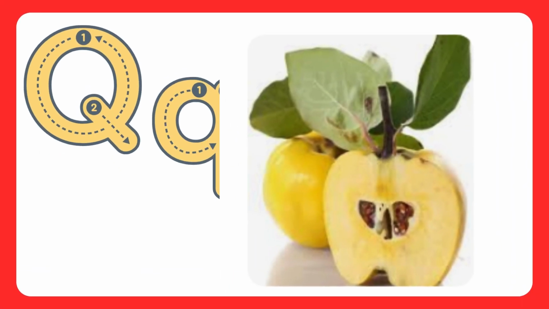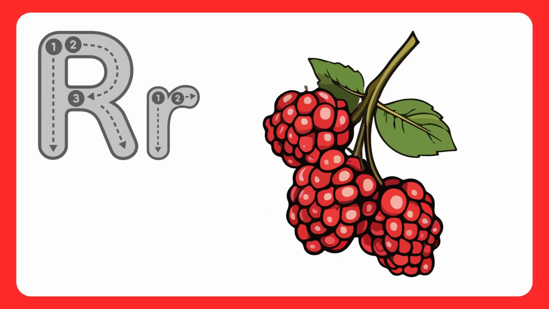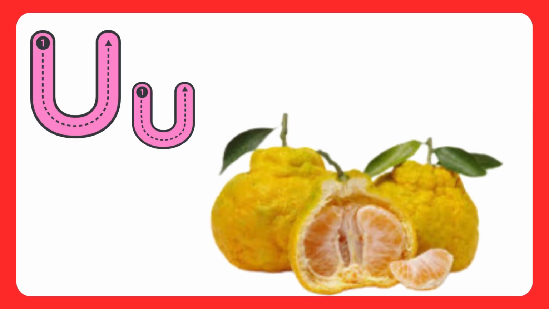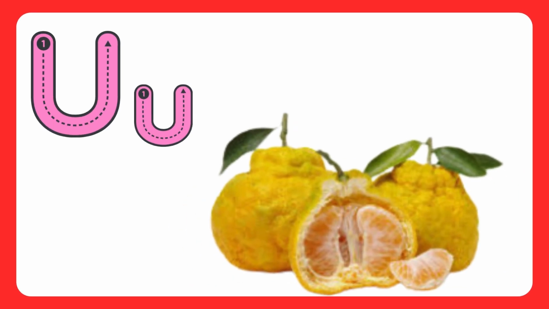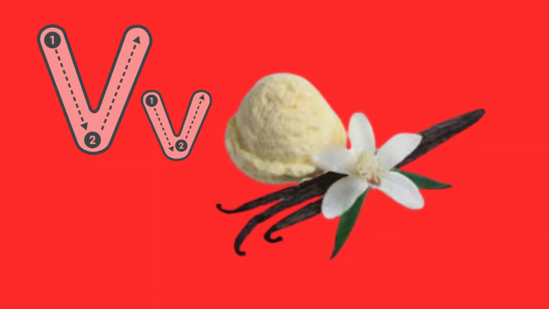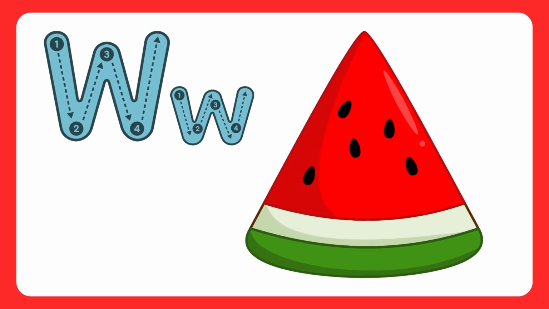R for raspberry. S for strawberry. T for tomato. U for ugly fruit. V for vanilla. W for watermelon.